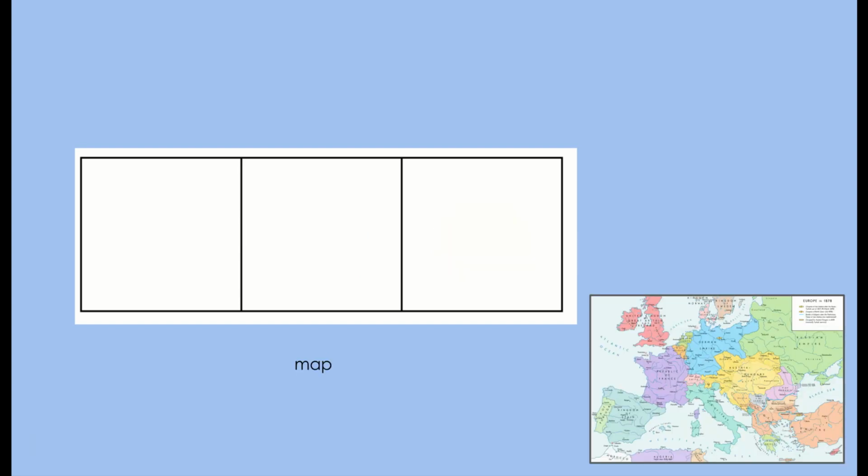The next word we're going to break apart is the word map. The first sound we hear in the word map is M. The next sound, A. And the last sound, P. Map. The next word, rag. The first sound, R. Ag. Rag.